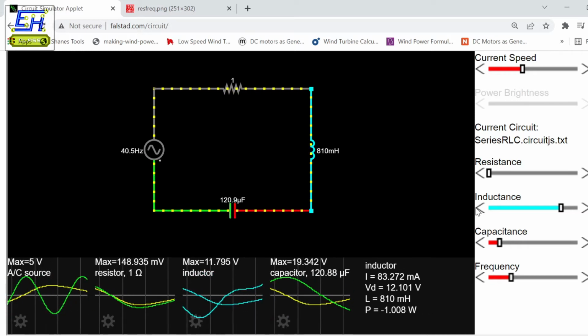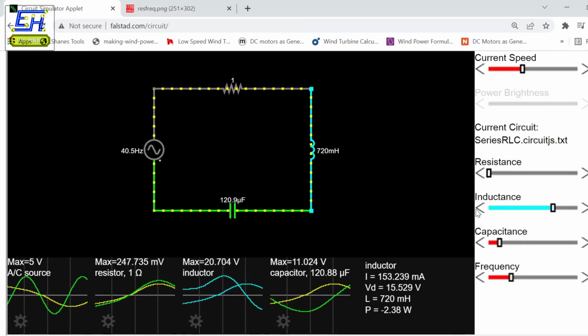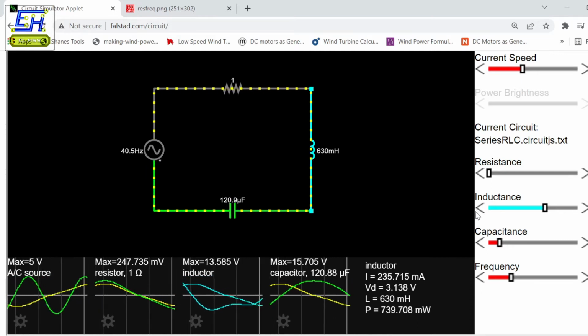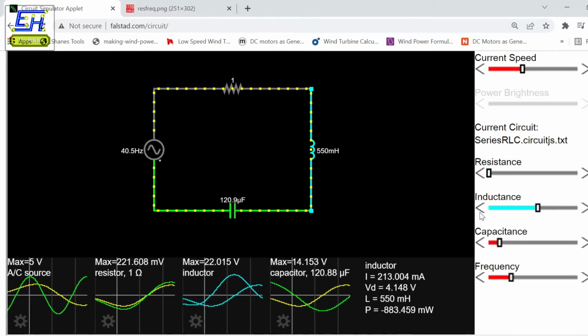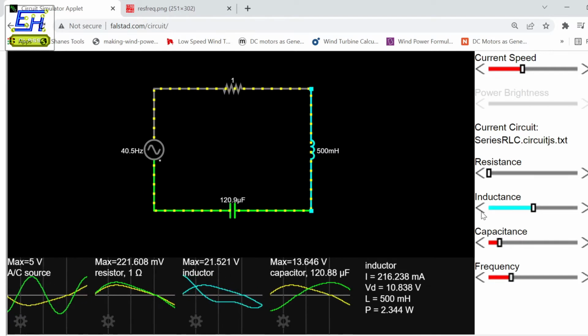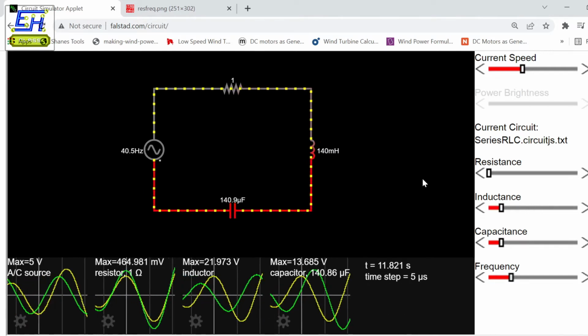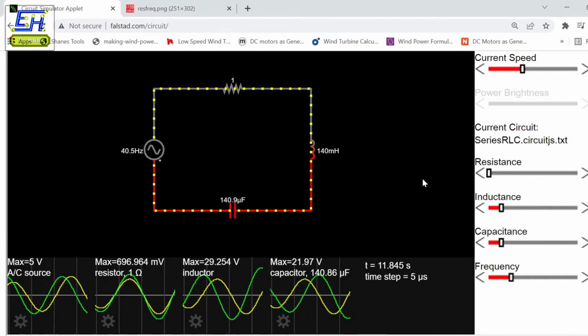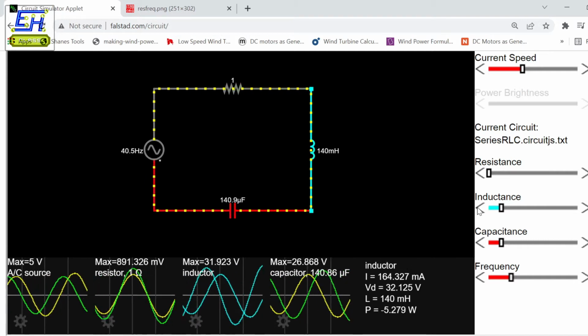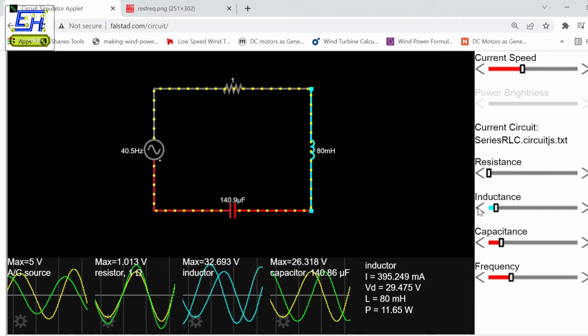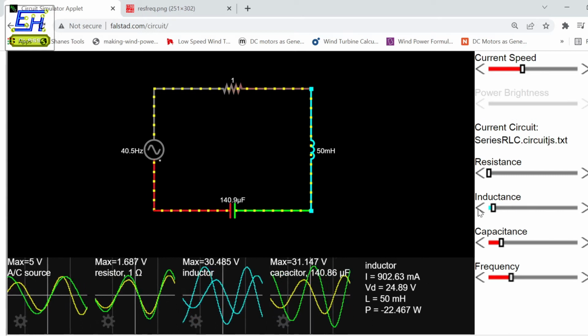Because now you are decreasing the inductance value, the current in the circuit must increase, because now the inductance effect will be much lower as compared to when the value was higher. Now let's change the capacitance, but before that, let's keep the inductance to a minimum in order to avoid its effect in the circuit.